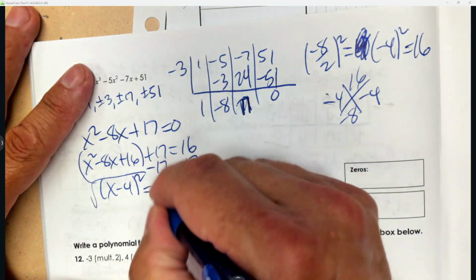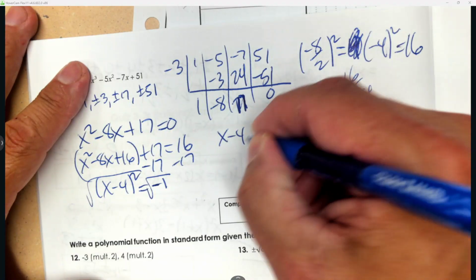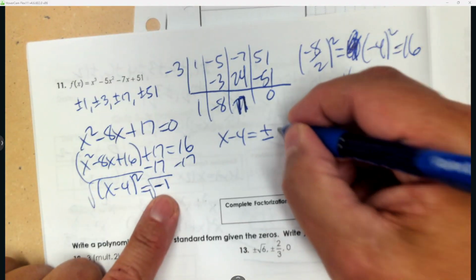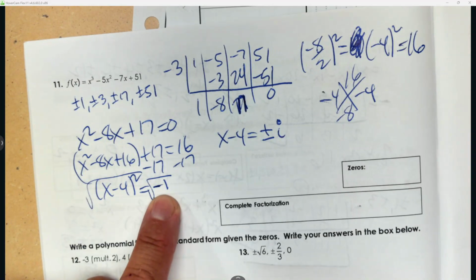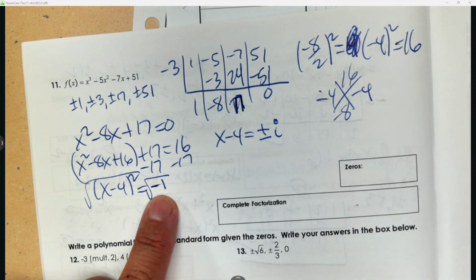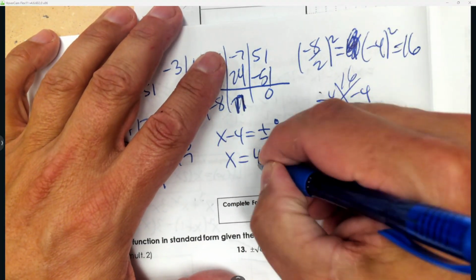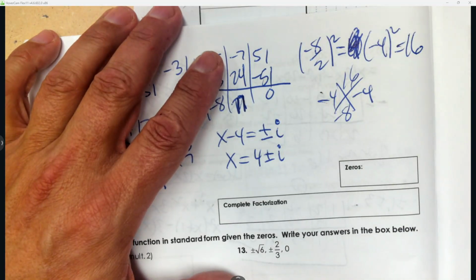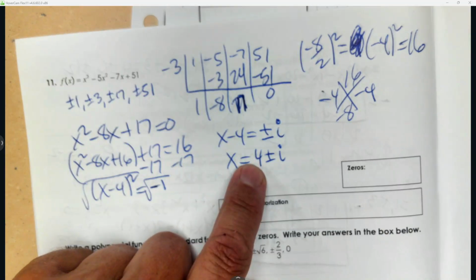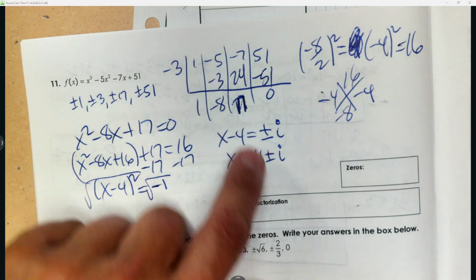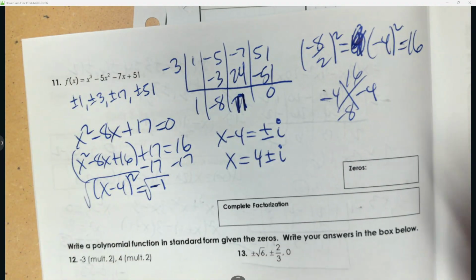I'm going to square root this. So that means it's going to be plus and minus. And the square root of negative 1 is i. It's imaginary. It's 1i. And then I'm going to add 4. That's just going to go in front of i. So I'm going to add 4, so it's positive 4 on the right side. It just goes in front. And those are my zeros.